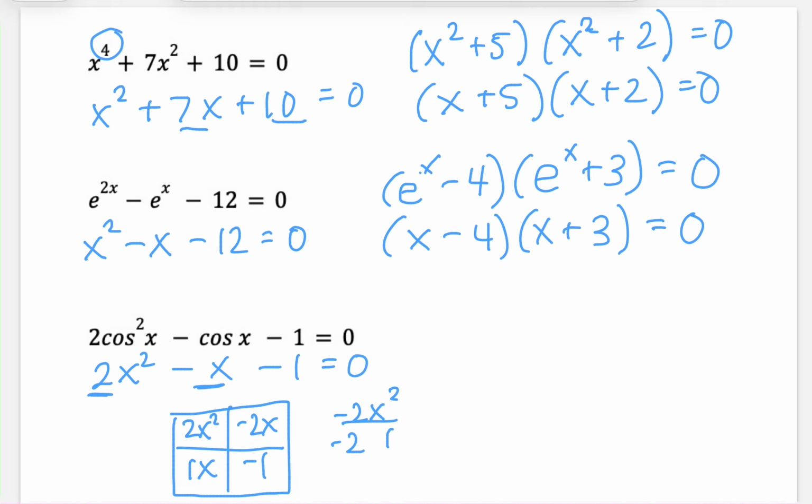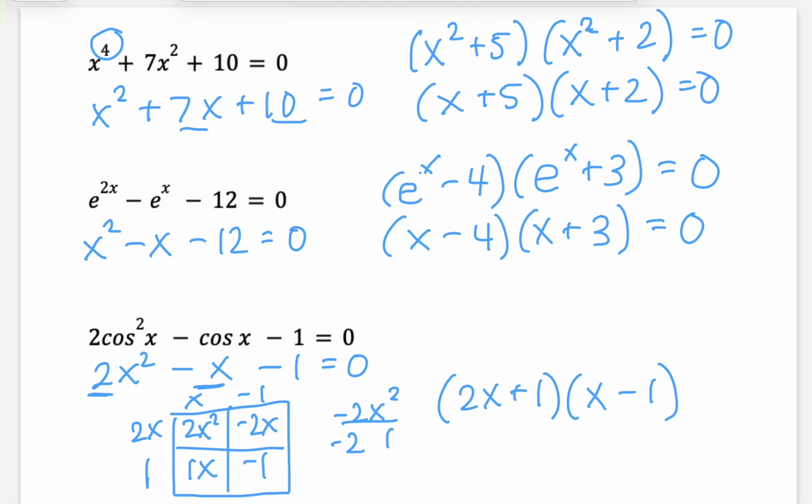So that first column just has an x. The second column has a negative 1. The first row has a 2x, and the second row has a 1. So that means that this would factor to 2x plus 1 times x minus 1.